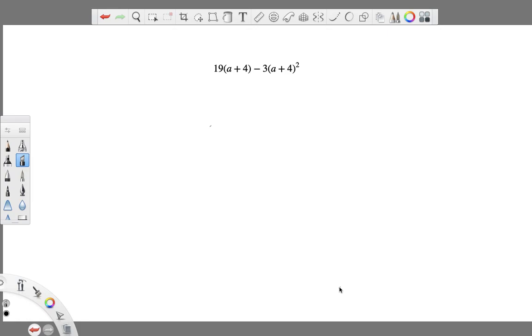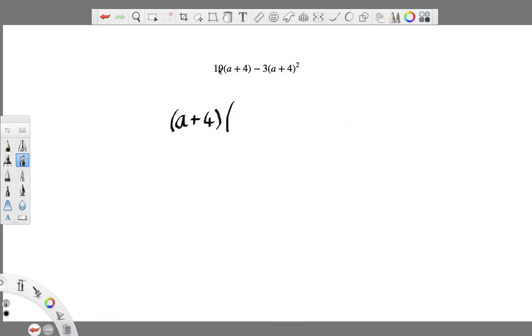Okay, so this will be the last example of this video. So just like we've done before, we look at our expression. What is common to both parts of the expression? Well, this bracket a plus 4 is definitely there. So we have a plus 4. And then we set up our big bracket. And then obviously we'll have something here.